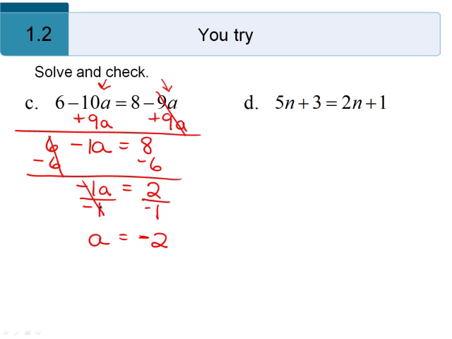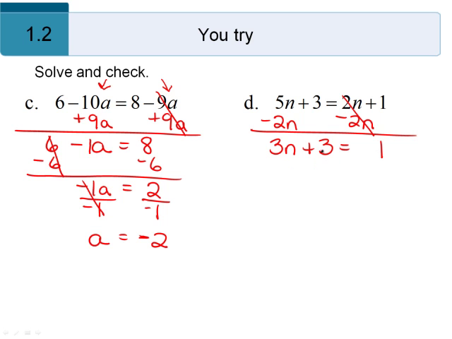Letter D, same thing. I'm still going to move my variables. I'm still going to move them to the left. So if you have one way of doing it every time, you're going to be so much better off because then you don't get mixed up. So I'm going to subtract 2n from both sides. So 5n minus 2n is 3n plus 3 equals 1 because the 2n's canceled.